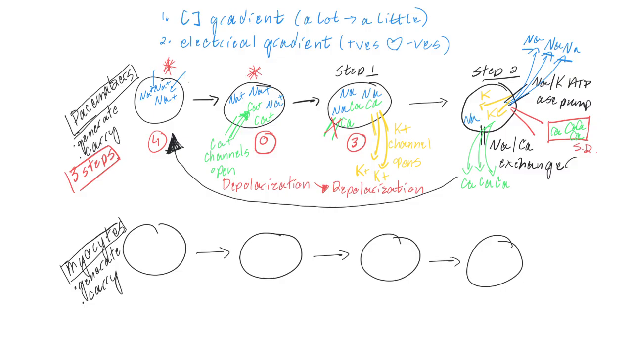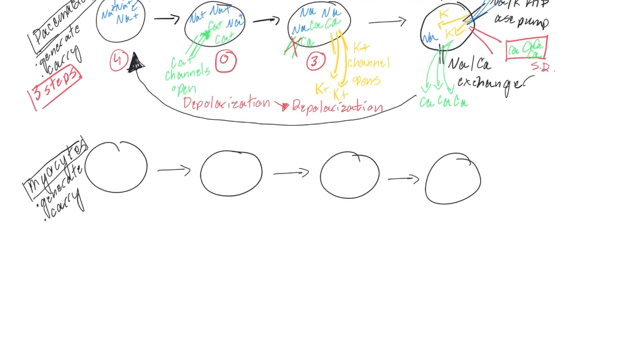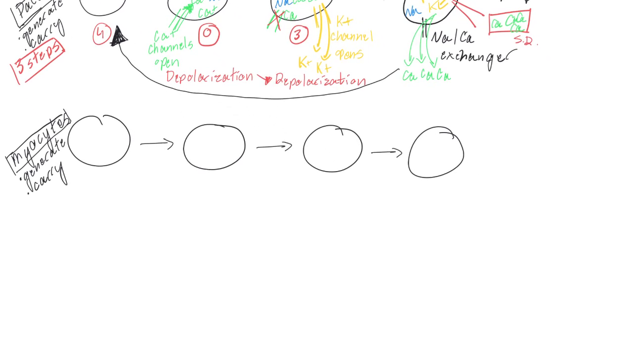Now let's go to the myocytes. Our pacemaker cells had 3 steps to the action potential, but our myocytes have technically 5 steps to the action potential. So I need to draw one more version of the cell here at the end. So we're going to start at phase 4 and then go to 0, 1, 2, 3.